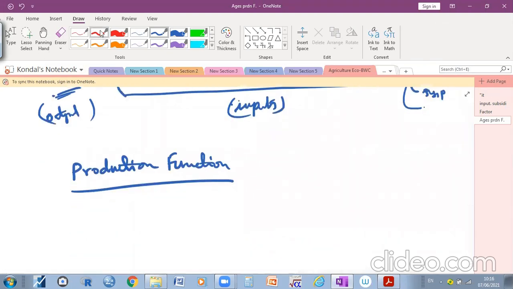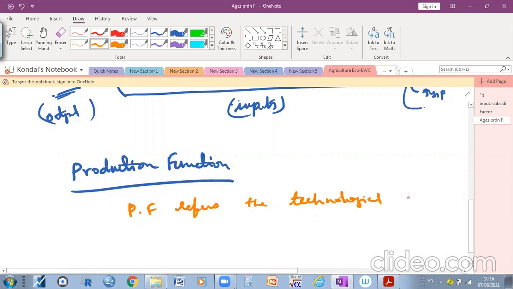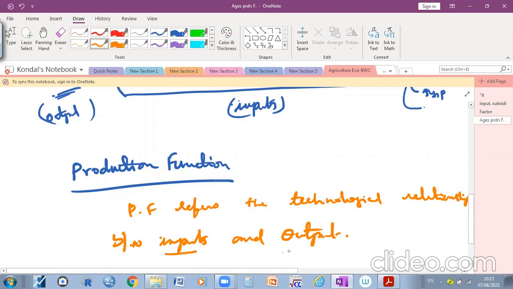What is meant by production function? See, the production function refers to the technological relationship between inputs and output.